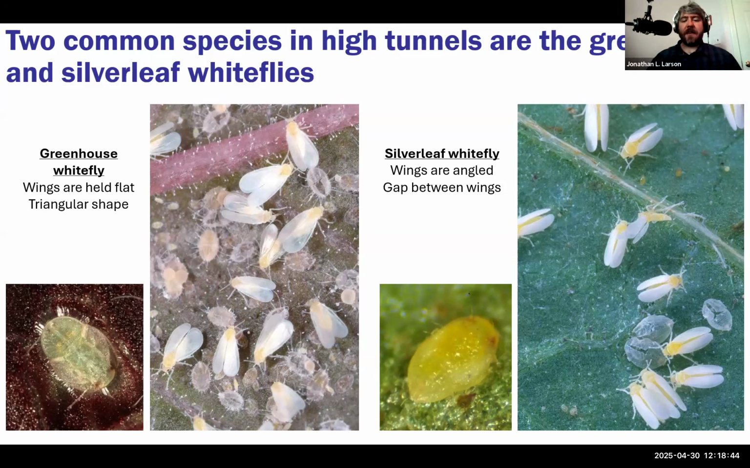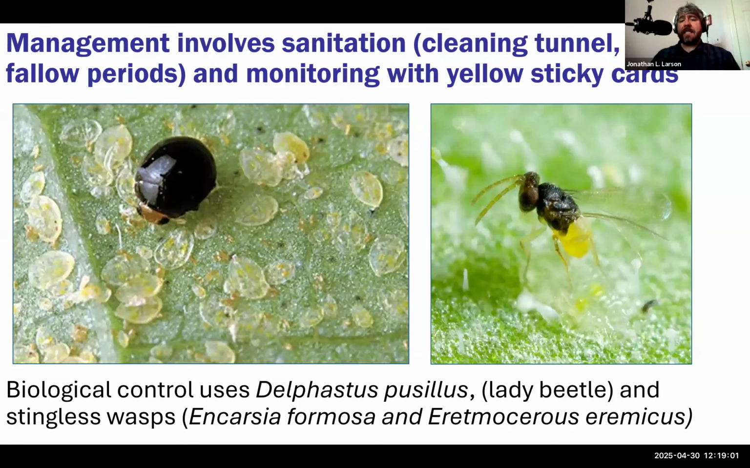There are some differences in how they hold their wings. Greenhouse whiteflies tend to hold their wings down and flat in a triangular shape. Silverleaf whiteflies hold their wings at an angle, and then there's a gap between the wings. For most people, it's sufficient to know that they're dealing with a whitefly problem. Again, sanitation here is important. If you've had an infestation, dispose of infested plant materials, clean things out so there's not eggs and other things sitting around waiting to develop. You can have a fallow period if you've got multiple tunnels, but that's not most people. So I'm aware that that's probably not going to happen.